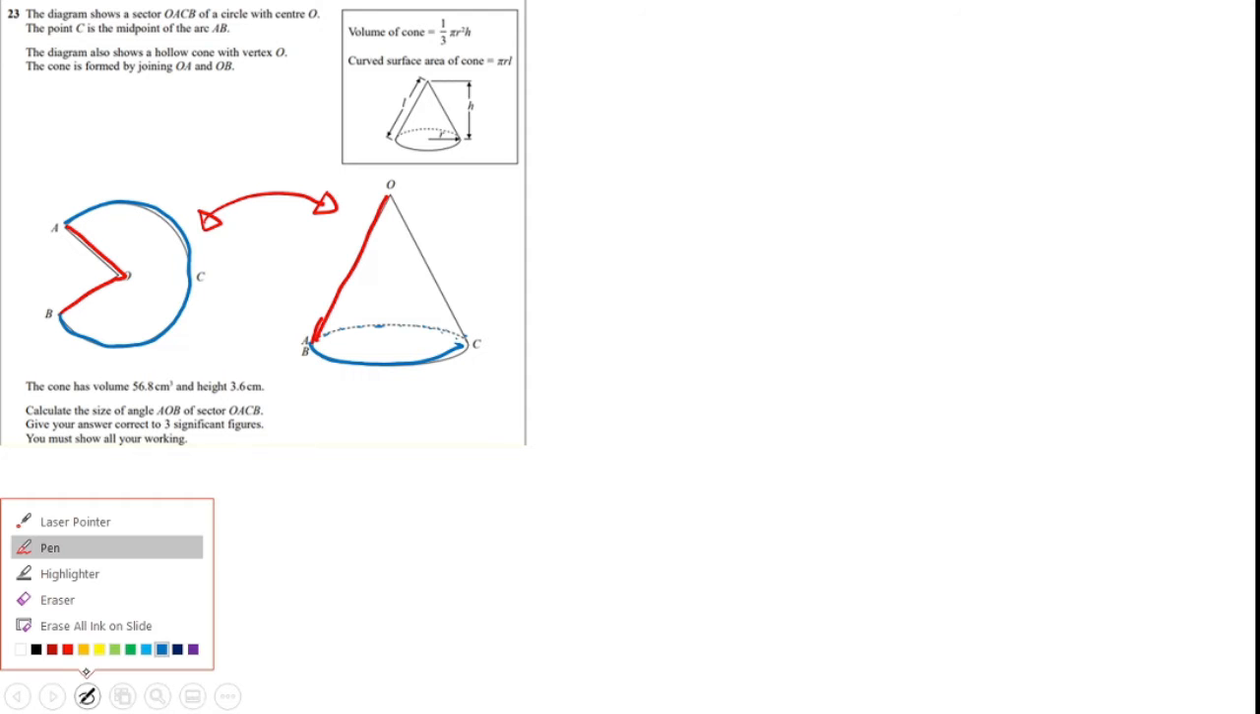The confusing thing is, obviously we're going to be using the same terms over again for different shapes. So the radius of the arc is going to be different to the radius of the cone. Don't try and think that they're the same, because this is when the issues happen. Now we need to find this angle here.